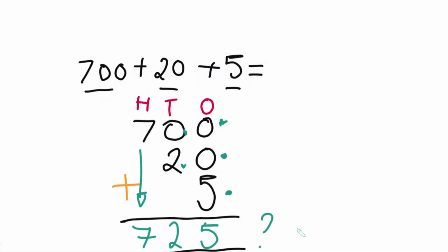What is our answer? Our answer is 725. 720 and 5 equals 725. Absolutely brilliant. We're going to do another one.